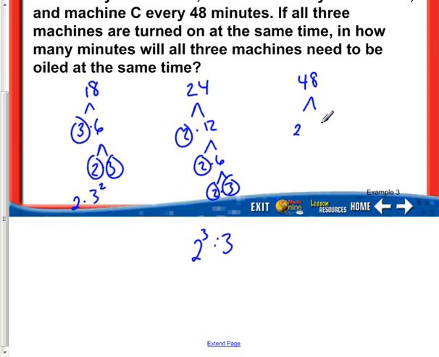So I'm going to go with a 2 times 24, and the 2 is prime, and then 2 times 12, again, the 2 is prime.